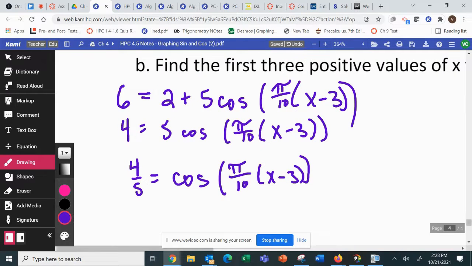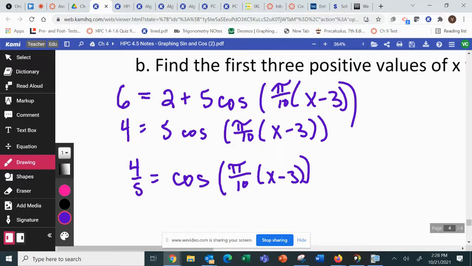What would be my next step for trying to get x by itself? Sorry, divide by, multiply by 10 cosine over pi. Nope. Divide by cosine of pi over 10. Nope. Okay. It doesn't just have to be Dylan trying. Other people can try in here. Corey. Say it again, honey.